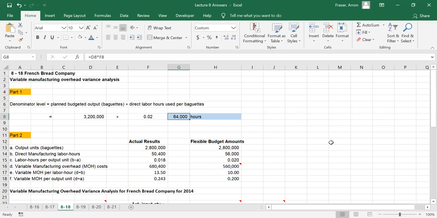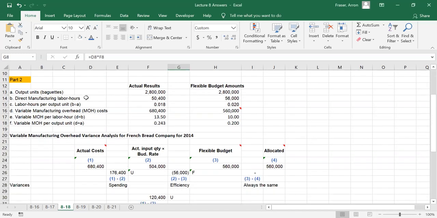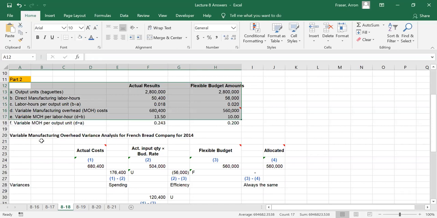Any questions on that? No, sir. Right. Actually, a similar question came in one of the earlier quizzes. So part two now asks us to prepare a variance analysis of variable manufacturing overhead, similar to what was shown on page 304. Page 304 did it this way, and then it did it in columnar form.